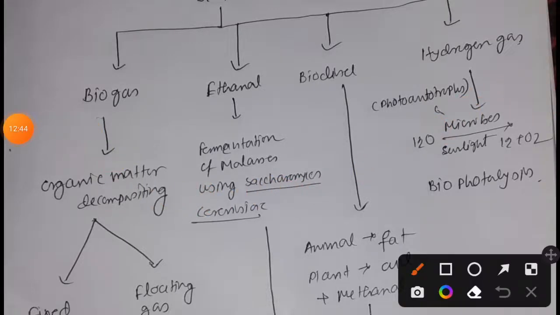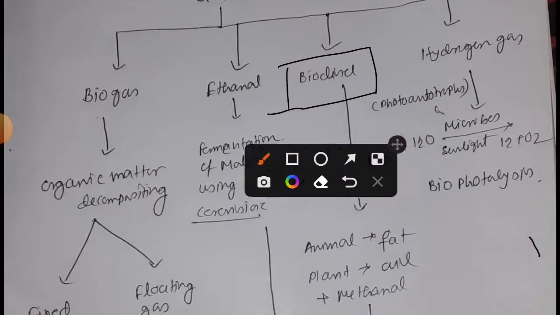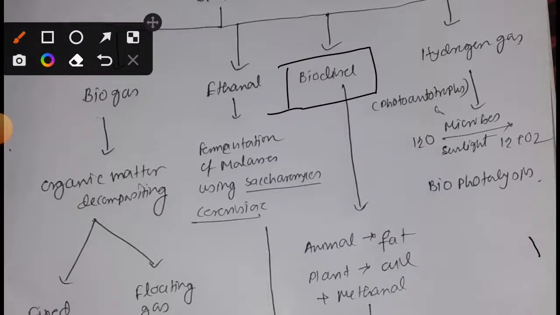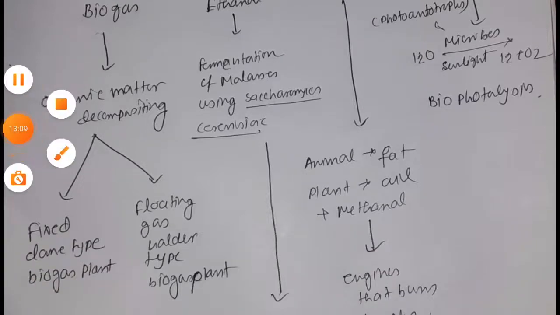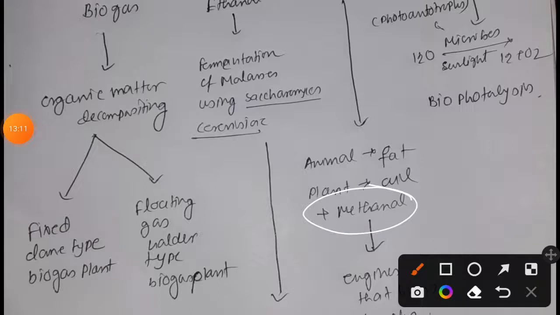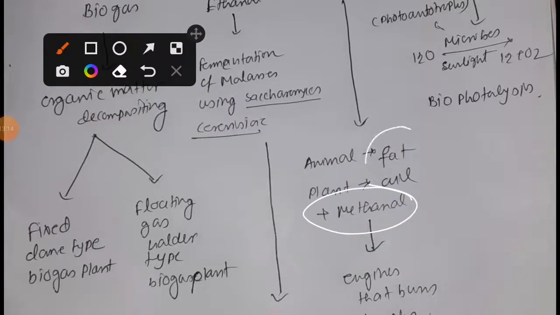Although we are going to discuss how biodiesel is produced in that video too, let's see biodiesel in short form for now. So biodiesel: the organic material is fat if we derive it from animals, and in case of plants there will be oil, okay. And we are going to use methanol, okay.